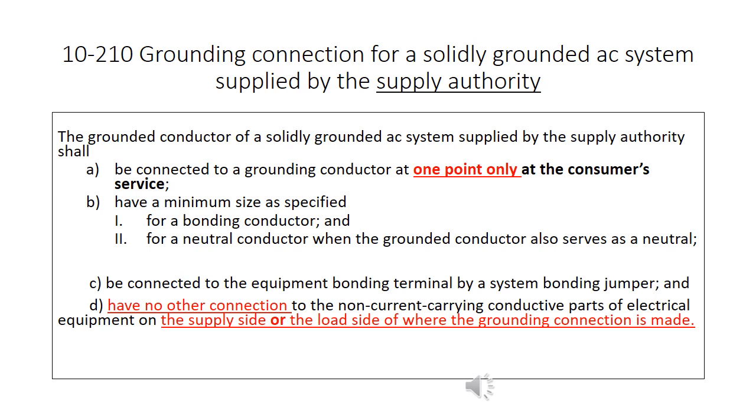This means that regrounding at a secondary building fed from the same service will no longer be permitted for any type of building, not just buildings housing livestock as per the 2015 Canadian Electrical Code Rule 10-208. Grounding is performed at one point only.